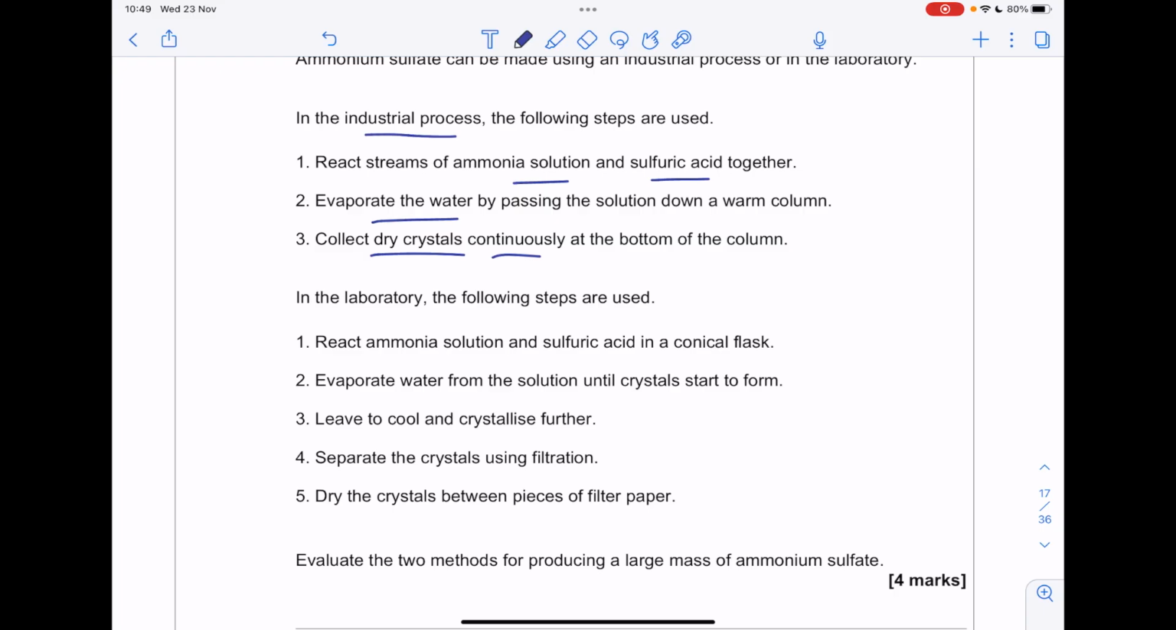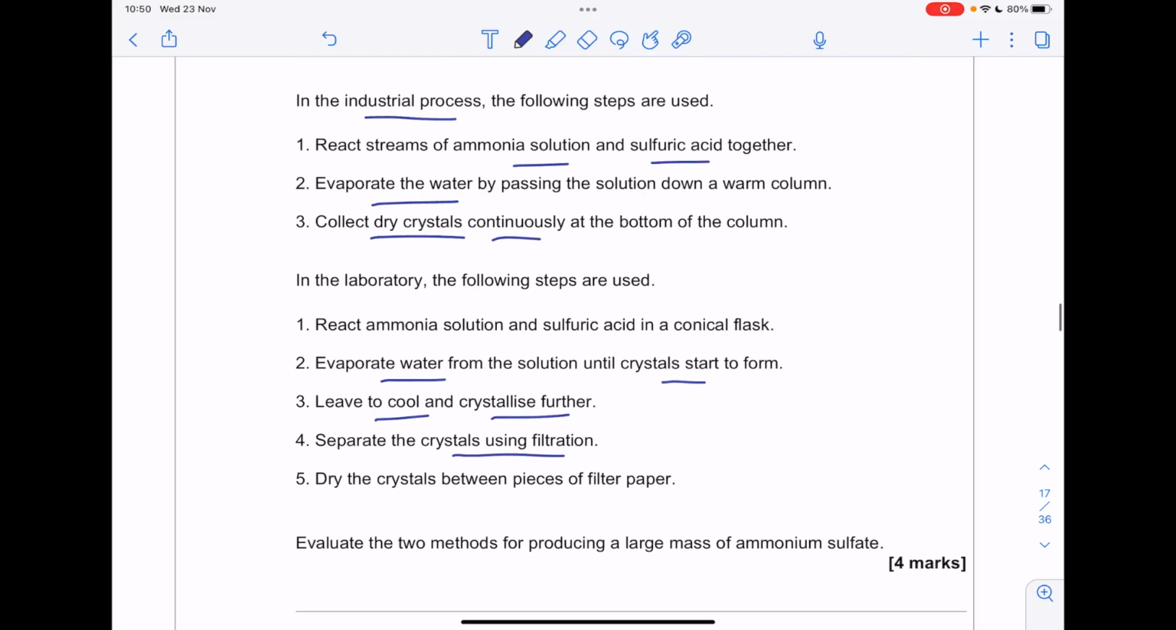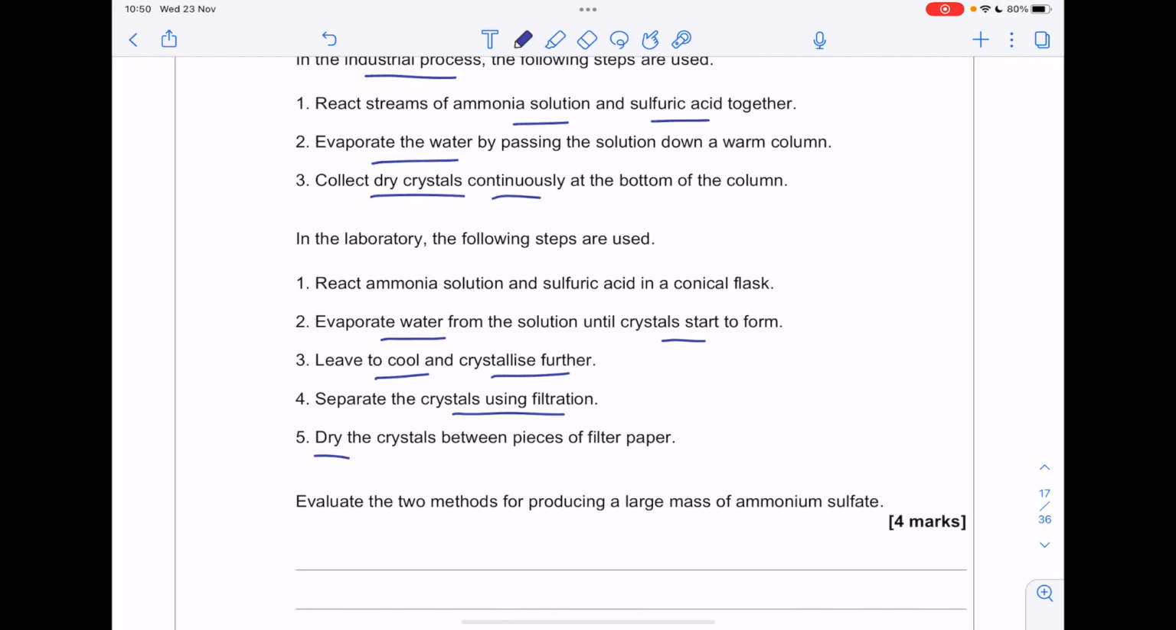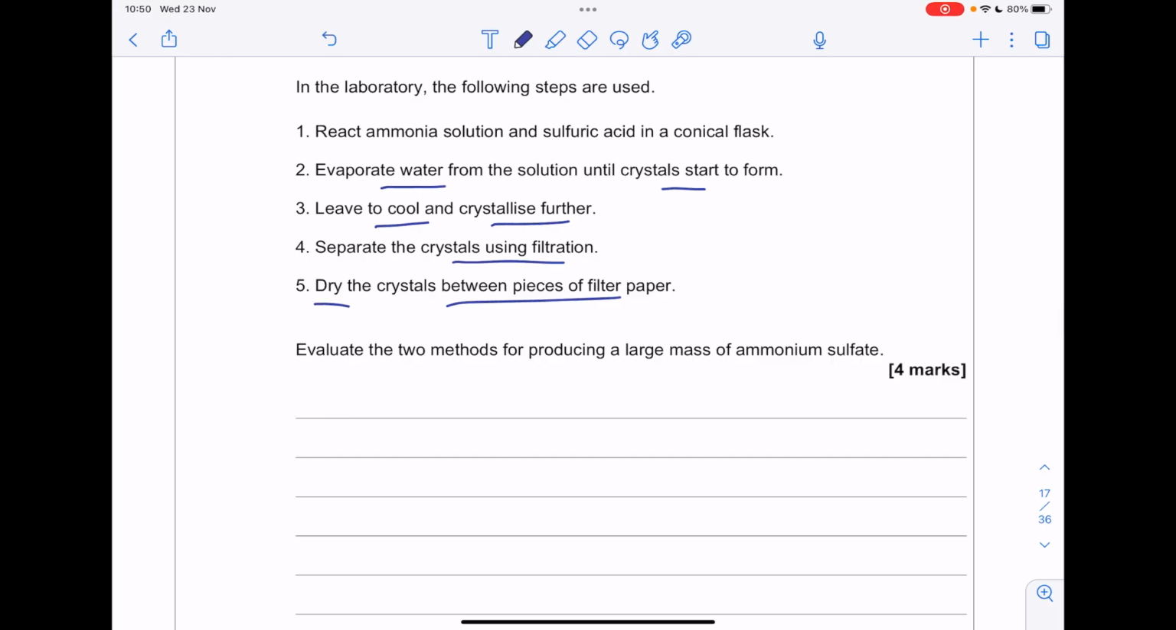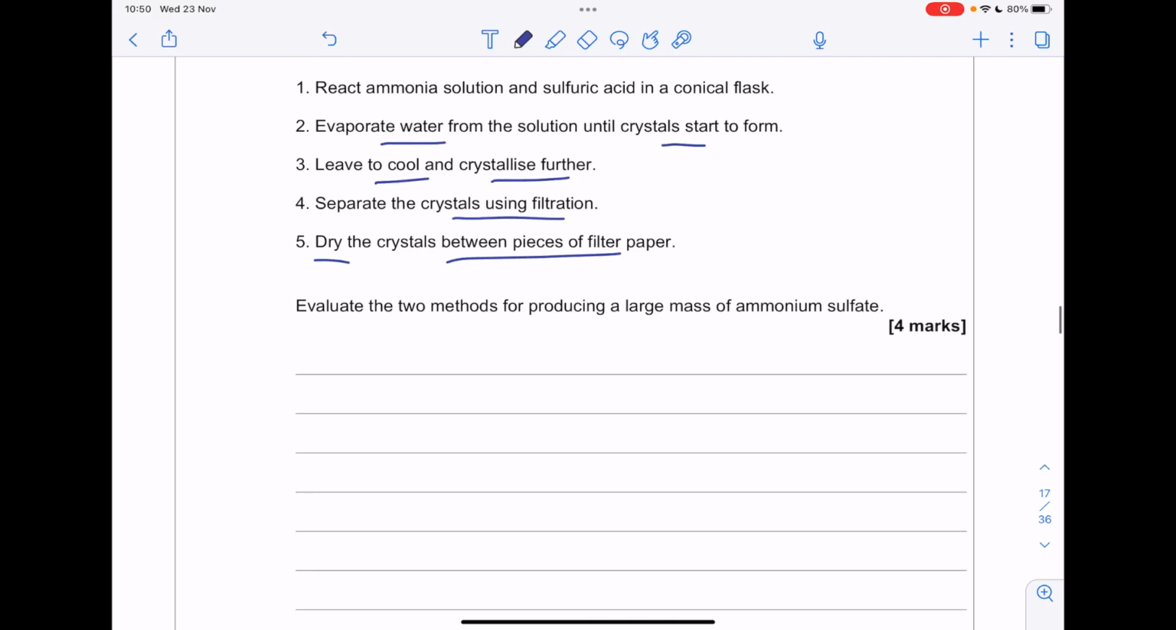In the laboratory, the following steps are used. React ammonia solution and sulfuric acid in a conical flask, evaporate water from the solution until crystals form, leave to cool and crystallize further, separate the crystals using filtration, dry the crystals between pieces of filter paper. Evaluate the 2 methods for producing a large mass of ammonium sulfate.